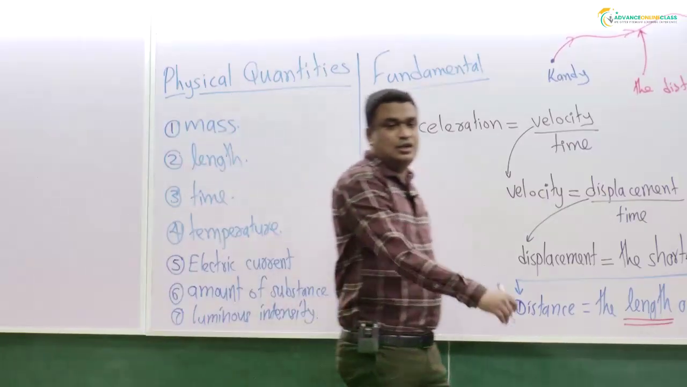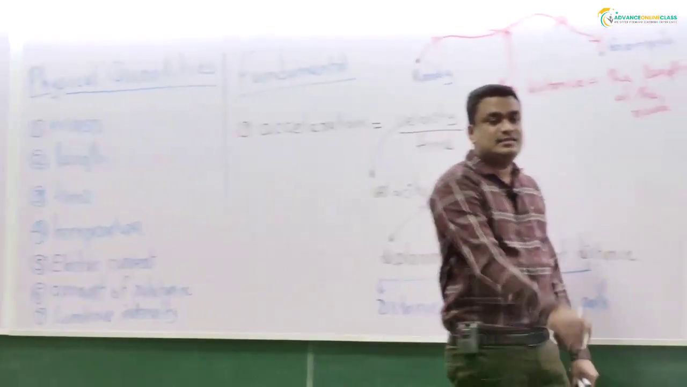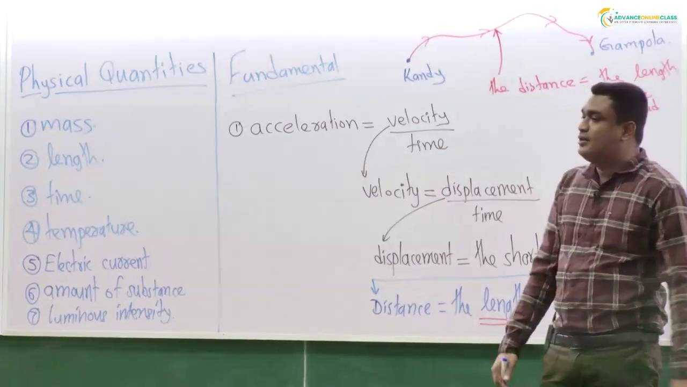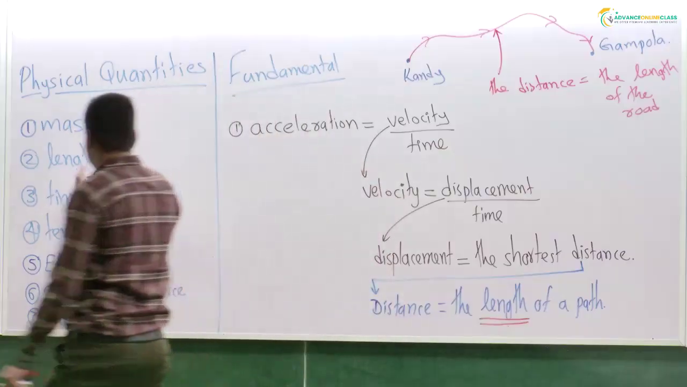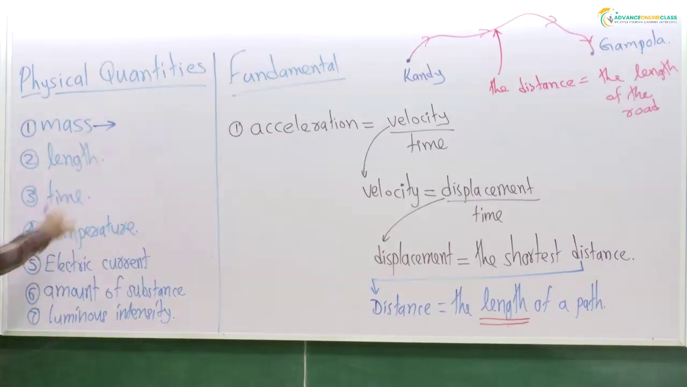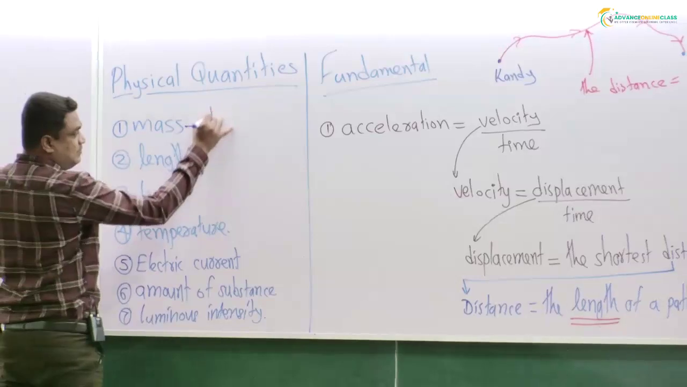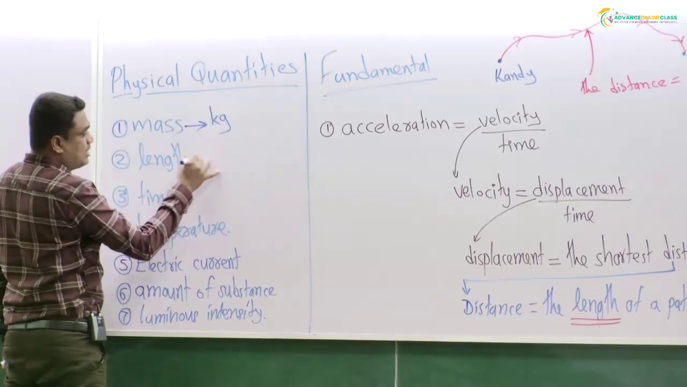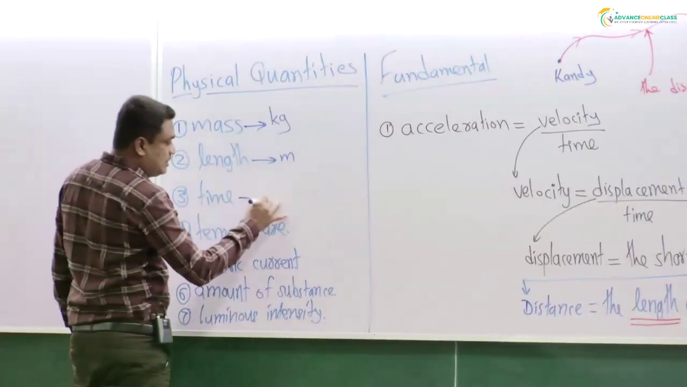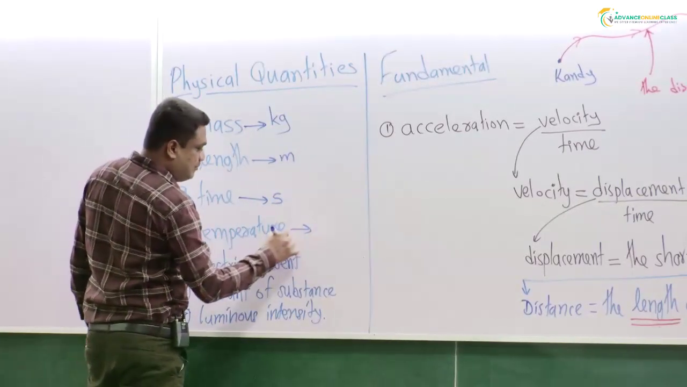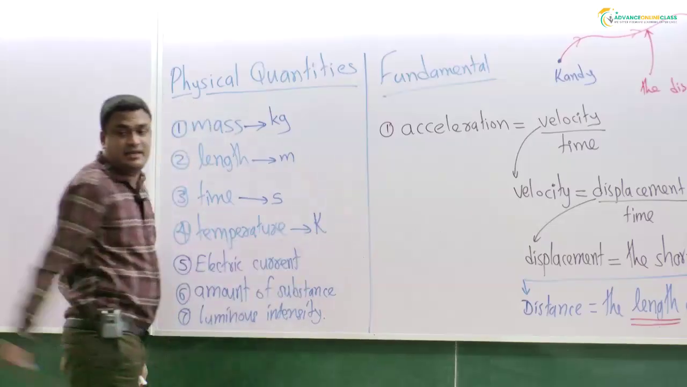To measure these 7 fundamental physical quantities, there are 7 units. What are the 7 units of fundamental physical quantities? Mass is measured by kilogram. Length is measured by meter. Time is measured by second. Temperature is measured by Kelvin.